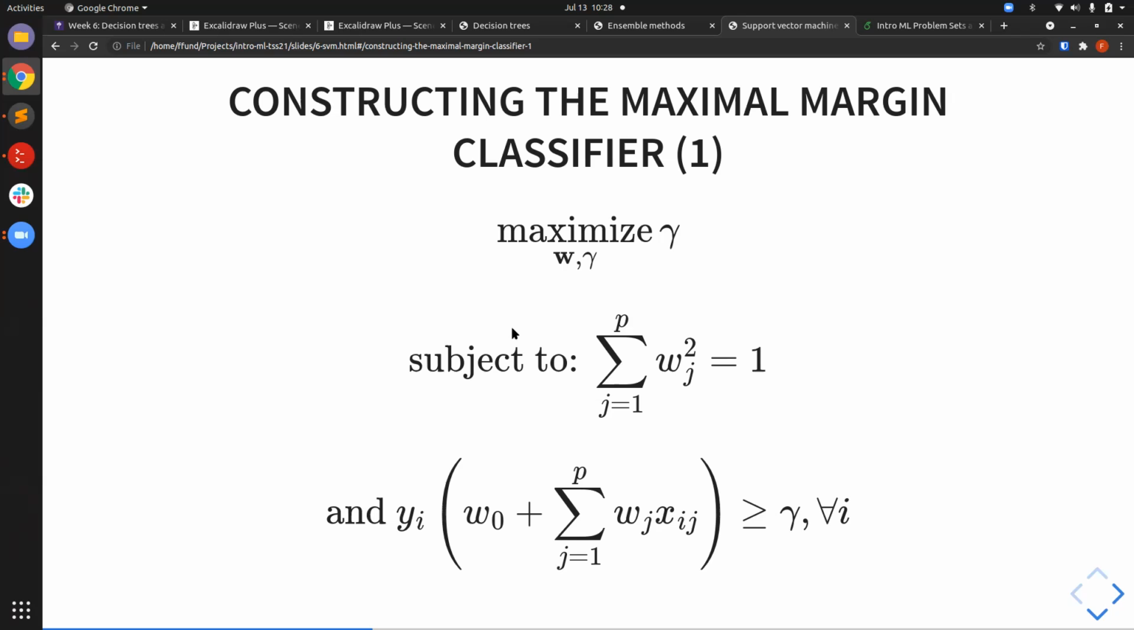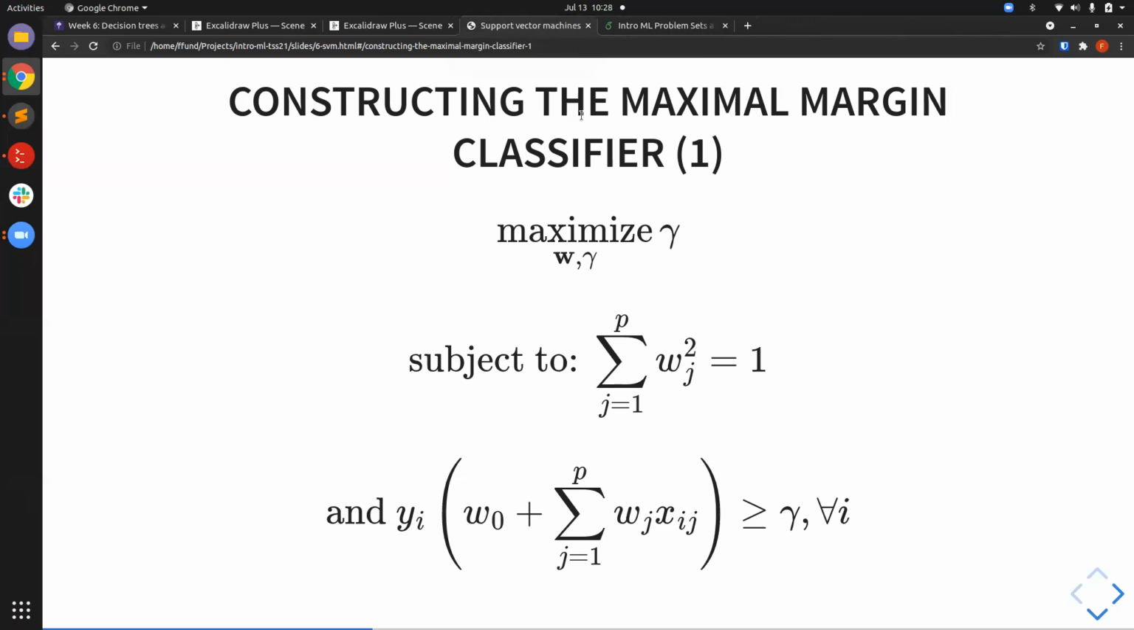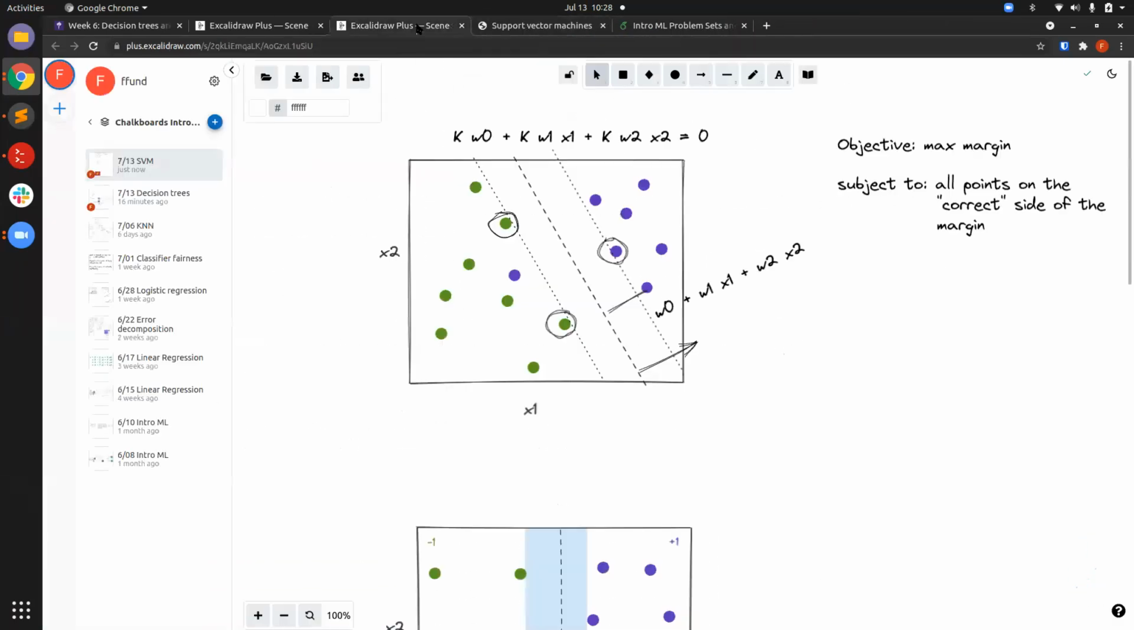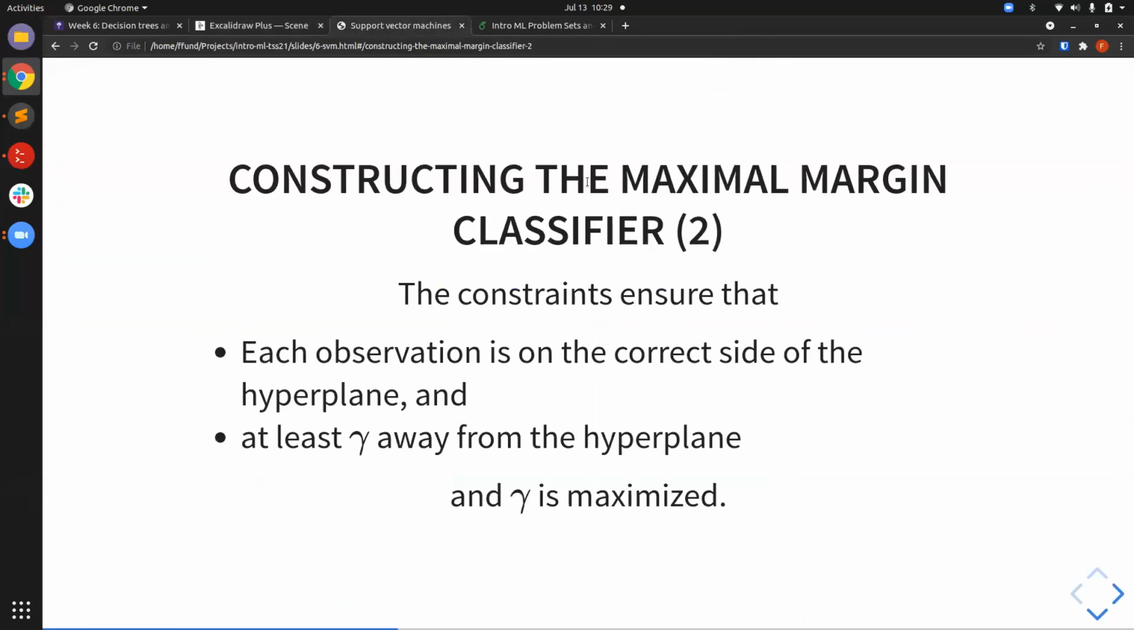We're maximizing the margin subject to the condition that every sample should be outside of the margin and it should be correctly classified. Okay, so every observation should be on the right side of the margin and it should be at least gamma distance away from the hyperplane. And we want to maximize gamma.